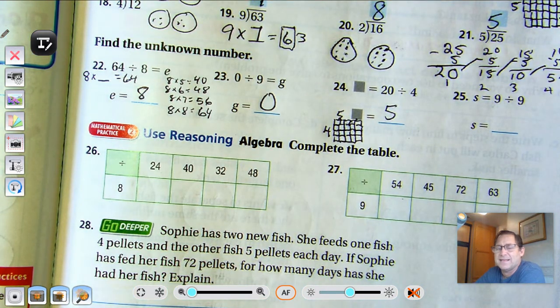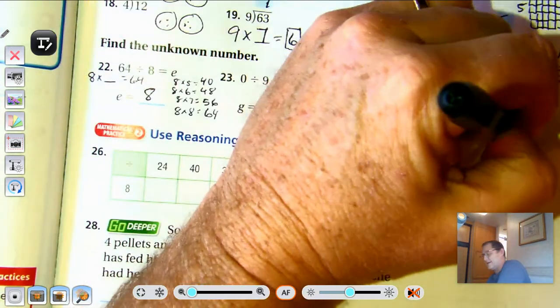9 divided by 9. We've already had that problem today. That's 1. Any number divided by itself is 1.